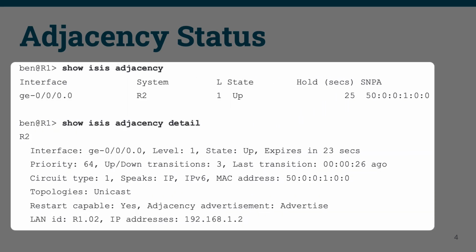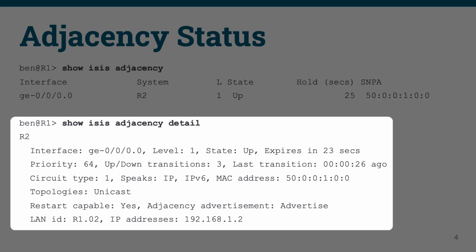As we see in the output below, the SNPA address is actually listed as the MAC address in the detailed output. The detailed output also gives us some other very useful information. We can see the number of up-down transitions seen for this adjacency, and when the last transition from up to down or down to up had occurred. We can also see the capabilities of the adjacent router. In this case, it will exchange LSPs for both IPv4 and IPv6.